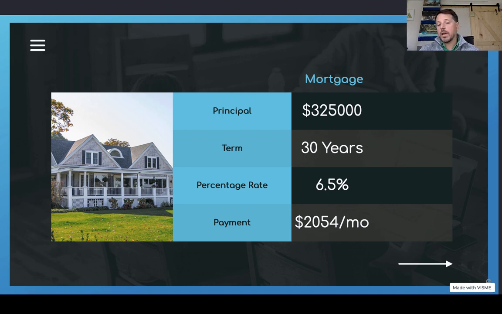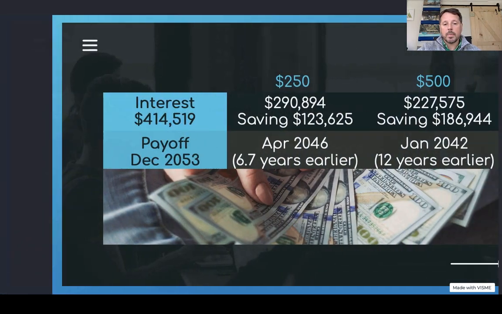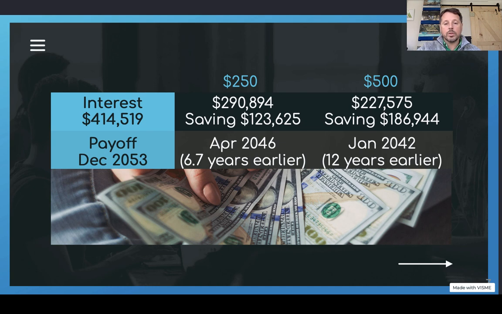Our $325,000 loan at 30 years, 6.5%, all the numbers that relate to today, will amount to a $2,000 monthly payment. If we put an extra $250 against that loan, we are going to save $123,000 in interest and pay it off 6.7 years earlier. If we put $500 against this loan, we're going to save $186,000 and pay it off 12 years earlier. It's not magic, it's just math, and it's a lot of fun with numbers because it's money that goes back into your pocket.